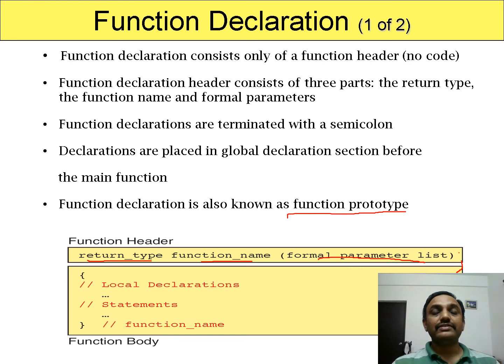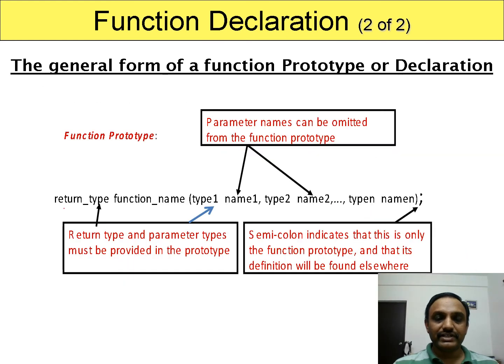Where to keep these function declarations? You have to keep this function declaration before main in the global declaration section. Observe this one in function declaration. First, what are we providing? Return type. Next one is the name of the function. Then all the parameters list, and these are formal parameters, and for each one you have to provide a type like that. And this function declaration ends with a semicolon. This function declaration is also called a function prototype.